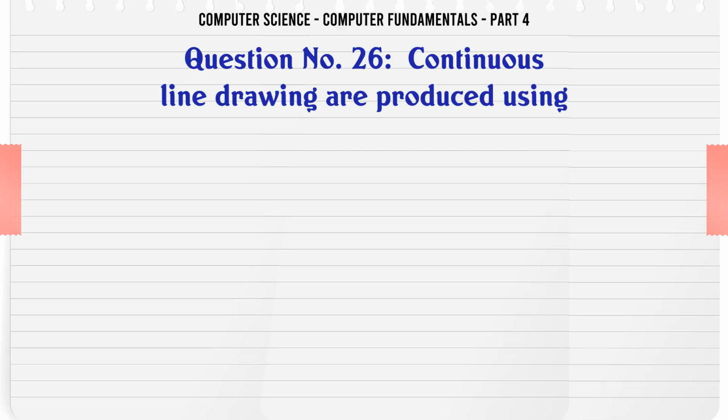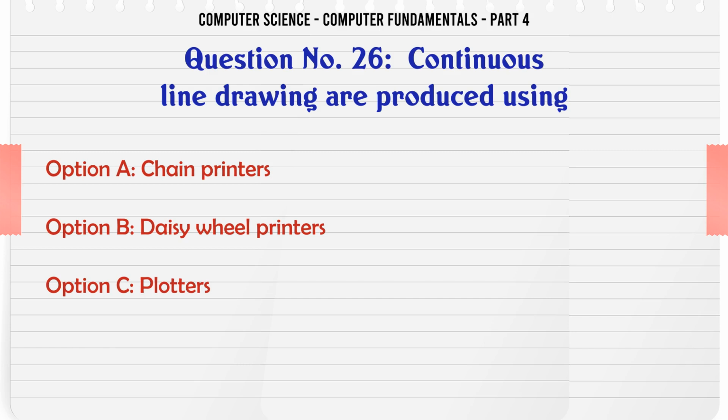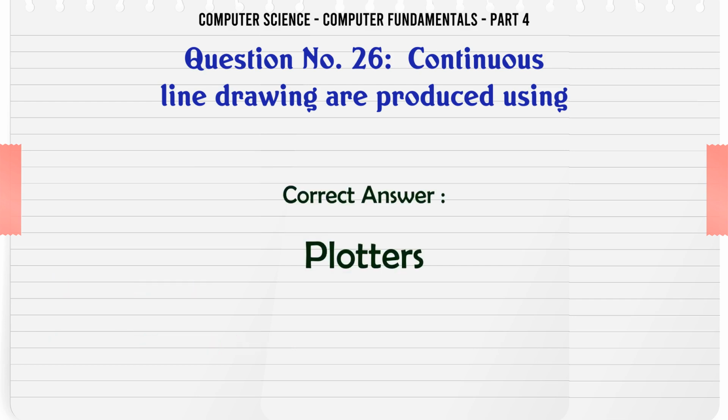Continuous line drawings are produced using A. Chain printers, B. Daisy wheel printers, C. Plotters, D. Thermal devices. The correct answer is plotters.